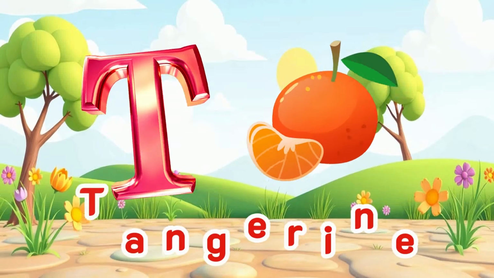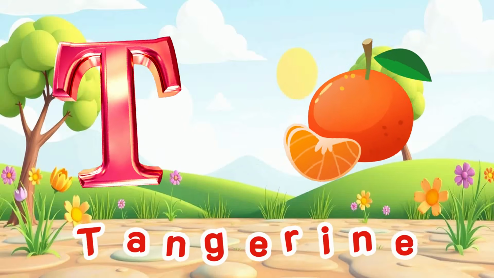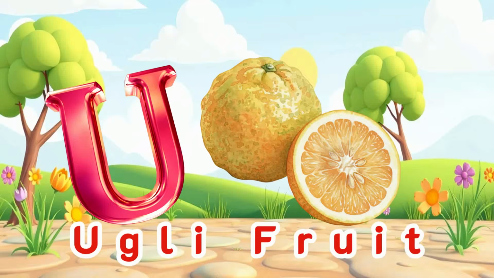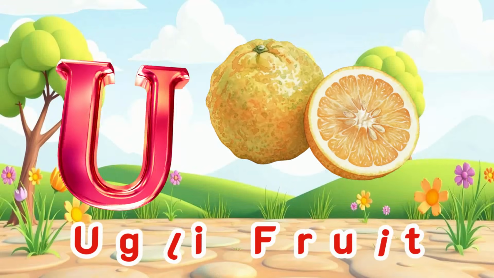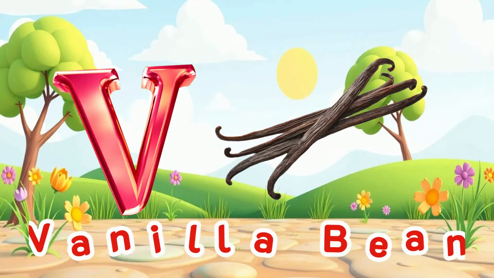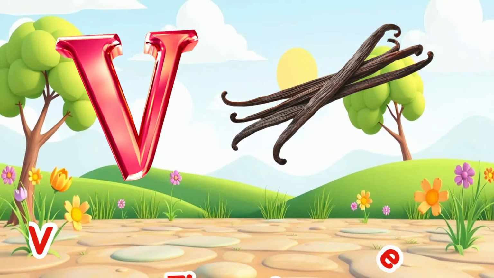T is for tangerine. T, tangerine. T is for tangerine. U is for ugly fruit. U, ugly fruit. U is for ugly fruit. V is for vanilla bean. V, vanilla bean. V is for vanilla bean.